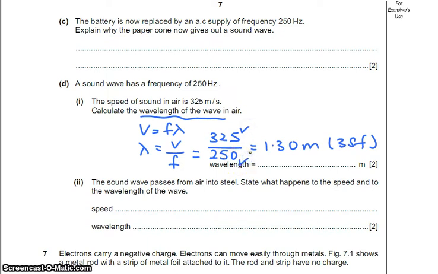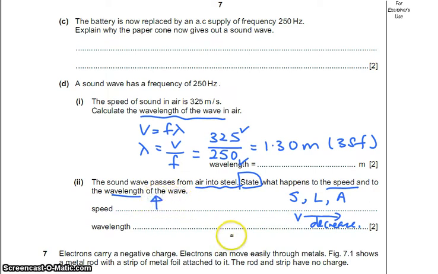Alright, now let's move on to the next question. It says that now the sound passes from air into steel, and they are asking you to state the speed of the sound and the wavelength. So there's no explanation, just simply state. But remember, the speed of sound in solid is the fastest, then followed by liquid, then air. That means the velocity decreases this way. So in this case, when the sound passes through solid, it should increase.